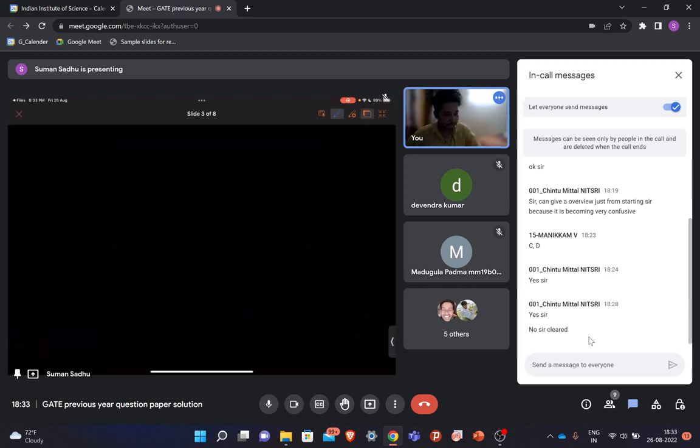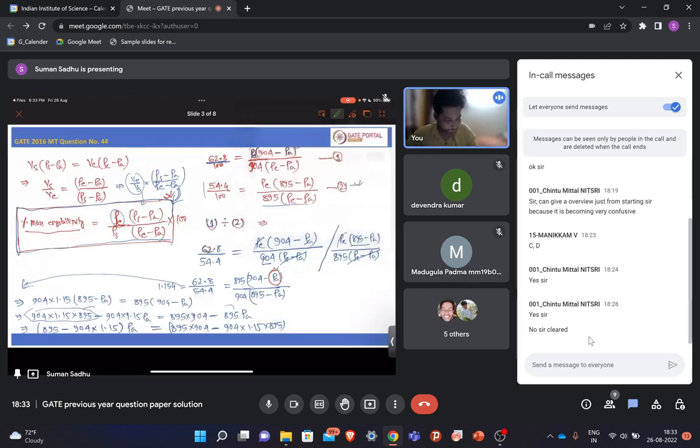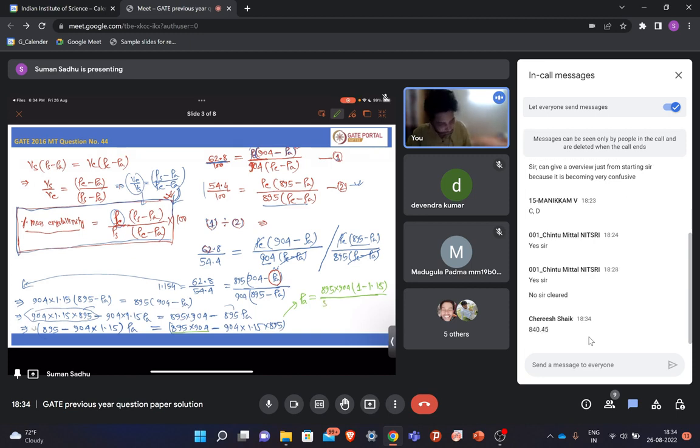So now, sorry, what will be the rho A? Rho A will be this value. Can anyone calculate this part? I'm just first writing and then we calculate. 904 into 1 minus 1.15. I just took the common of this thing, and in the new denominator, this part will be there. That is 895 minus 904 into 1.15.